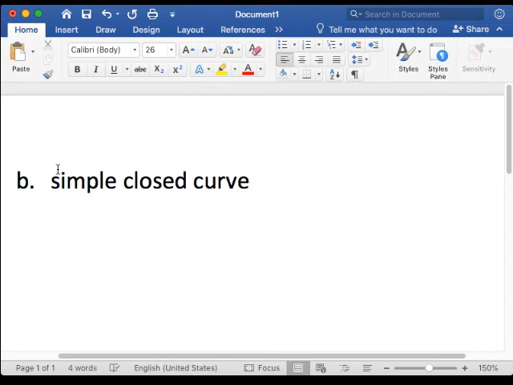Number 2, is it a polygon? Yes. Second title is a polygon because it's a simple closed curve made of line segments. Next one, is it a triangle? It has 4 sides, so it cannot be a triangle. That's a no. How about number 4? Is it a quadrilateral? Yes, it has 4 sides. Quadrilateral.